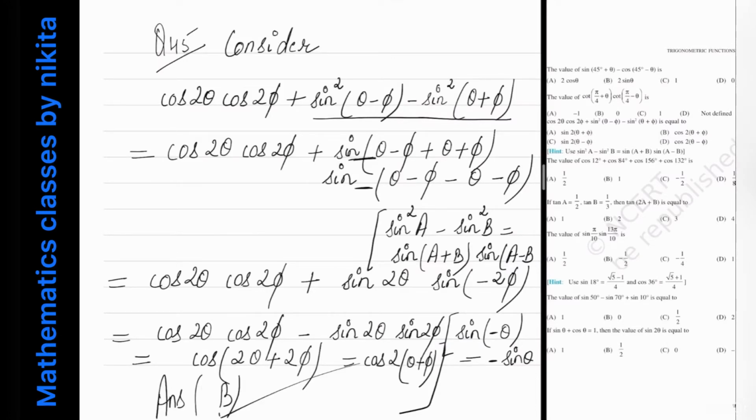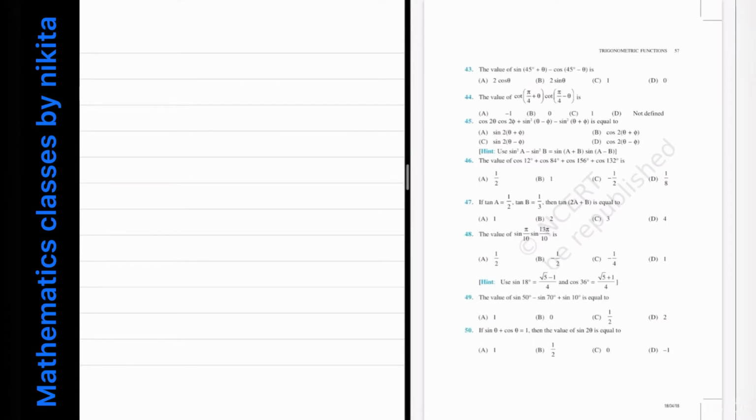Okay, let's see question number 46. So question number 46 says the value of cos 12 degrees plus cos 84 degrees plus cos 156 degrees plus cos of 132 degree is. So the options are 1 by 2, 1, minus half and 1 by 8. So let's see. 46.